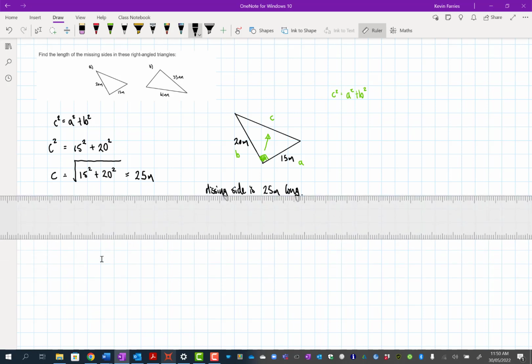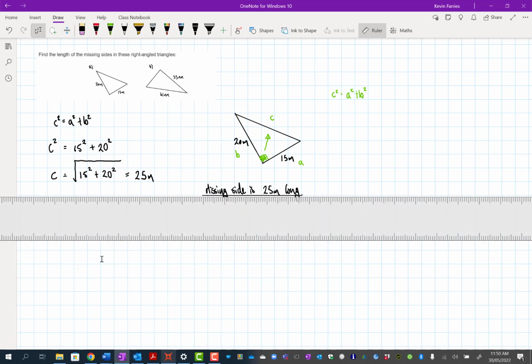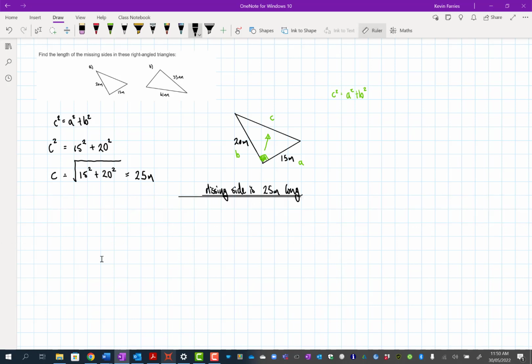And you could probably just check your answer. If you've drawn a scale diagram of that, roughly to scale, you can check your answer is roughly correct as well. Just to save time, I'm not going to do that here. So that's the first one. In this case, what we wanted to find was the hypotenuse.